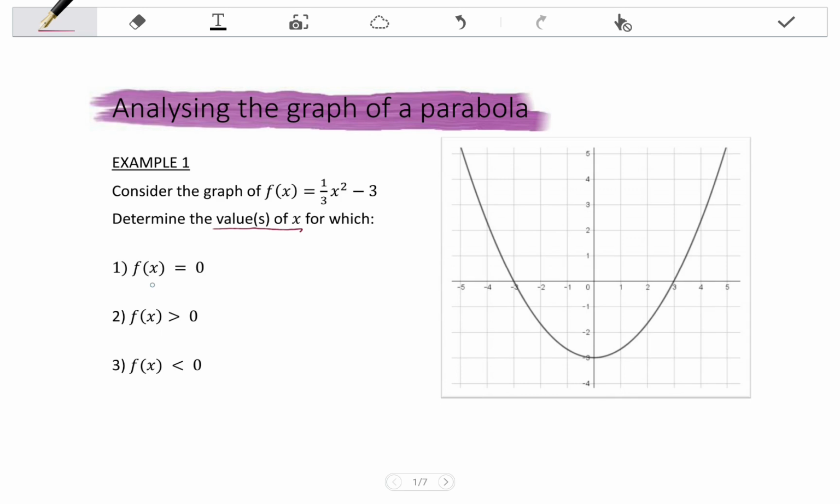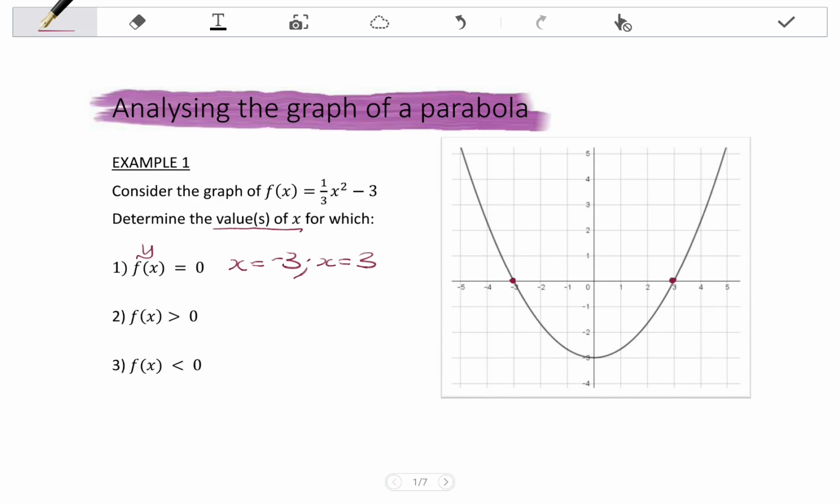So, if we look at number 1, it says where f of x equals 0. Now we can replace f of x with y. So we want to know the x values where y is equal to 0. So take the y coordinates to find the correct part of the graph. And y is equal to 0 on the x-axis at that point and that point. Now our answer in terms of the x values: x equals negative 3 or x equals 3.